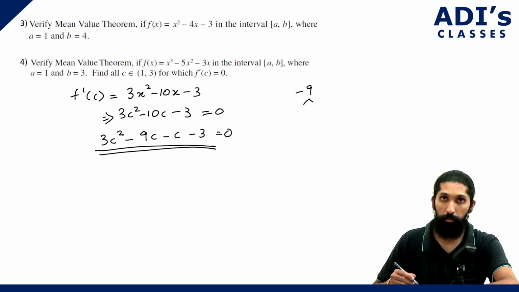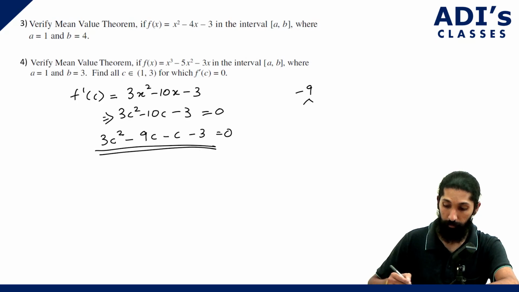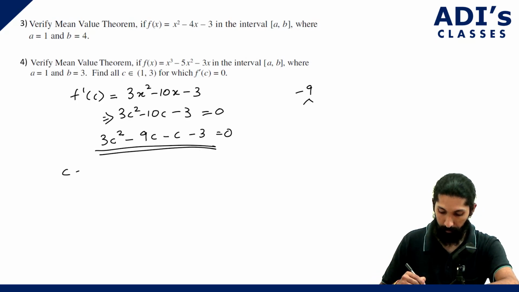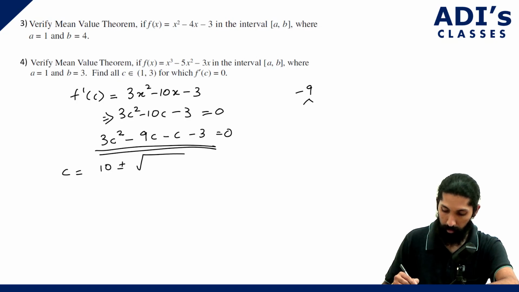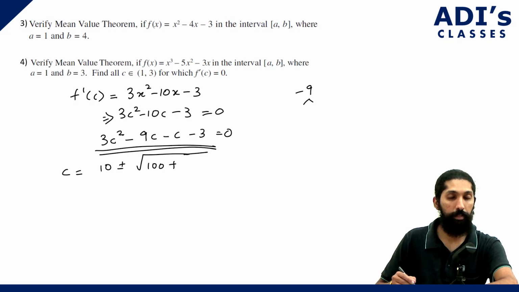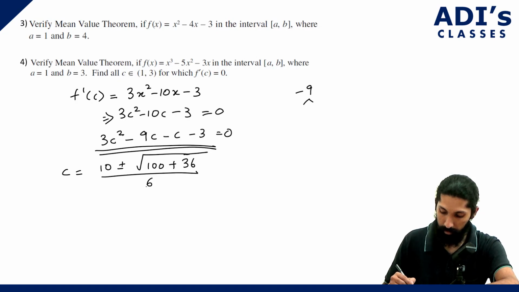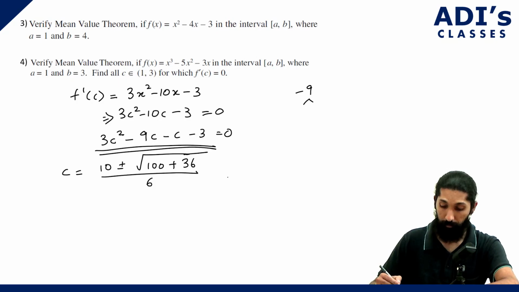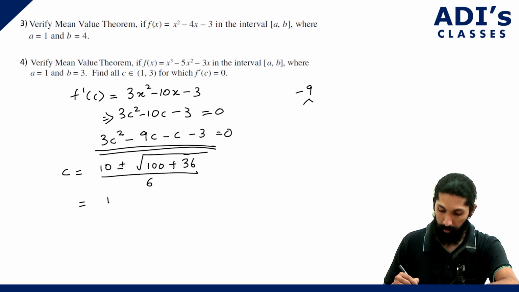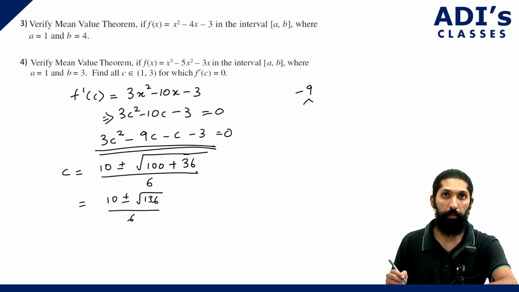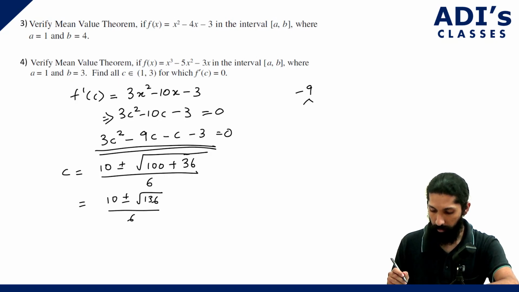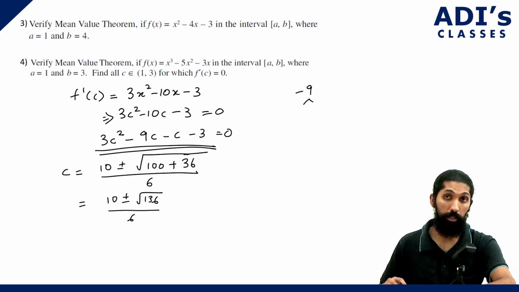If you're comfortable, just apply the formula. Alright, so if you apply the formula, then you're going to get c is equal to 10 plus or minus root of 100 minus into minus plus 3 into 3 is 9. 9 plus 4, 36, divided by 6. Correct? So now what do we have? 10 plus or minus root 136 divided by 6. Now, 136 is not a perfect square. Definitely, you can just keep it as it is.